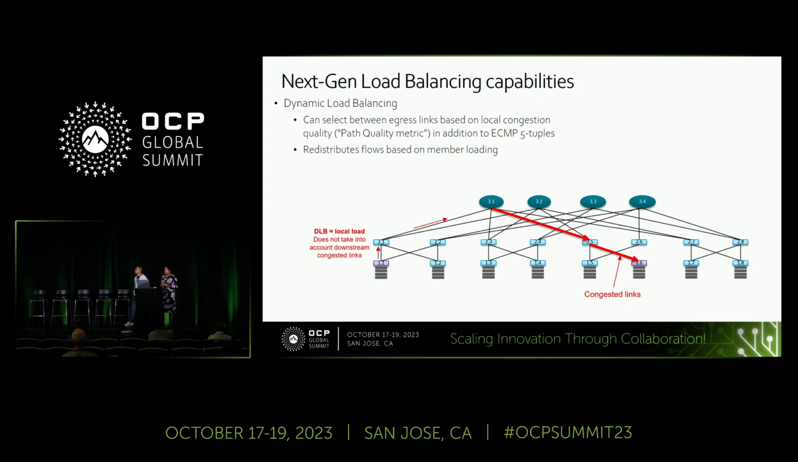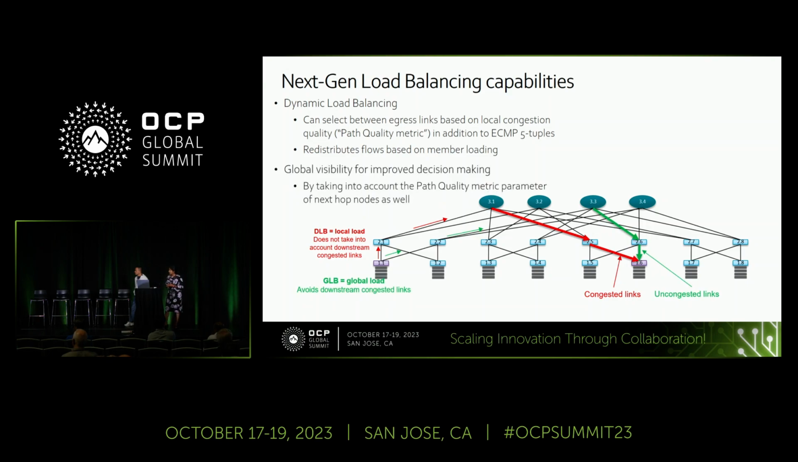In order to remove all the short-term imbalances, with dynamic load balancing, what we have introduced here is basically you can select between your egress links based on the local congestion quality. We call it a path quality metric. And this path quality metric is a function of queue size and port loading. So what it does is it redistributes the flow based on the member loading, and the flow gets redistributed only after the inactivity timer expires. So you do not run into the issues of packet reordering as much as you think you would.